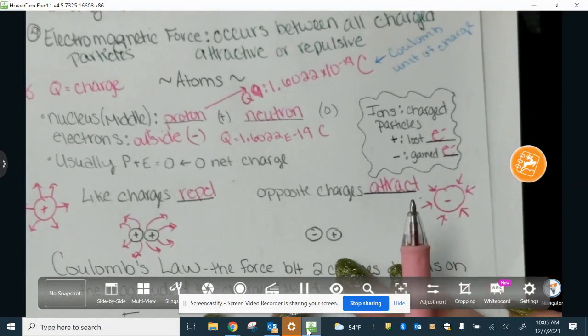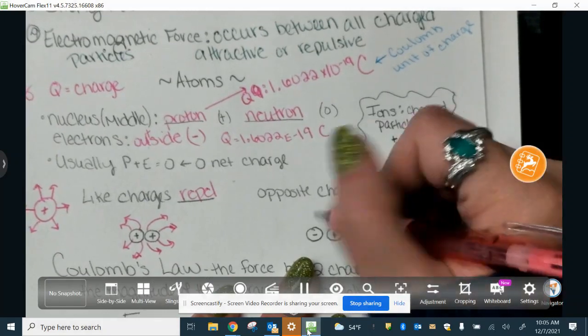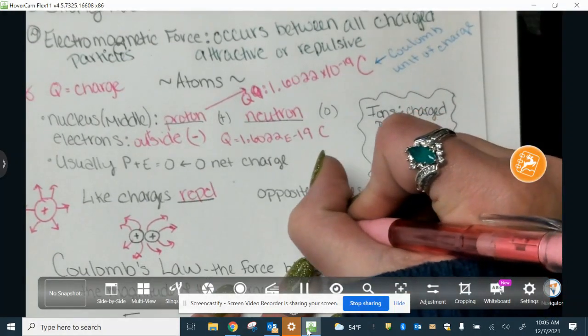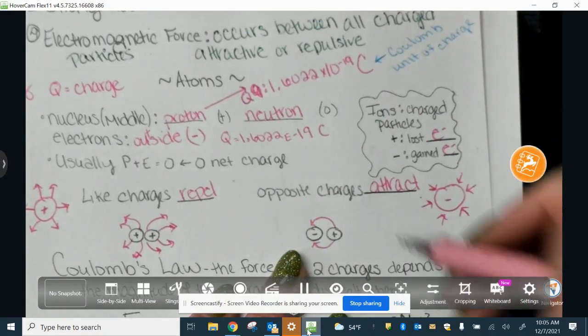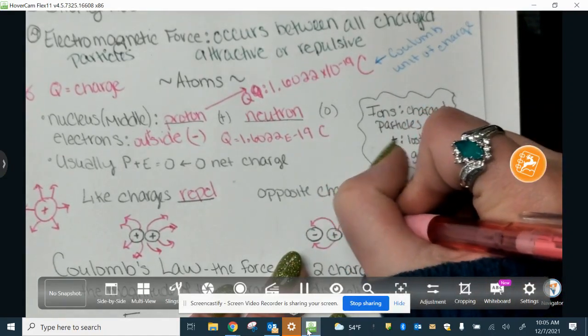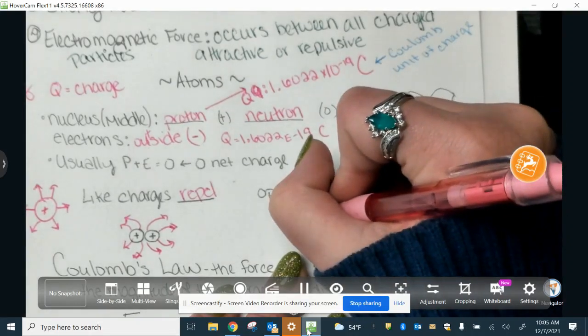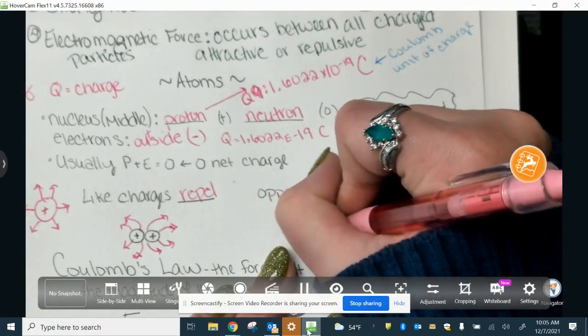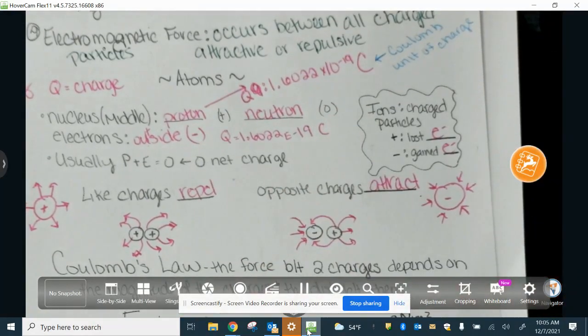All right, when you get opposite charges near each other, they like that. And so now everybody's happy. Everyone see the difference between those two? Yes.